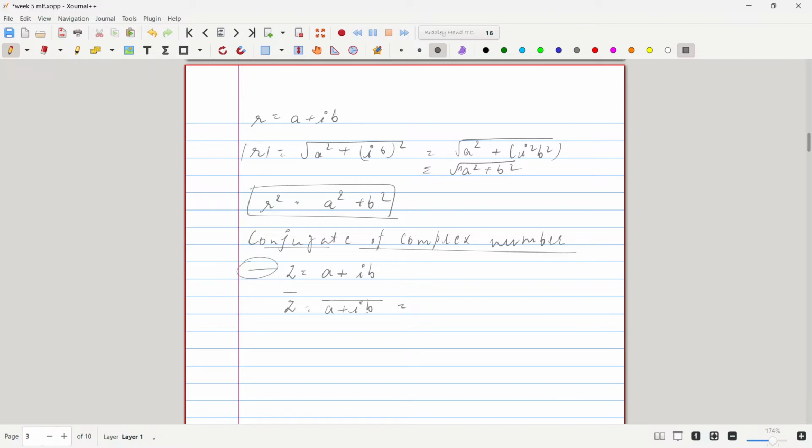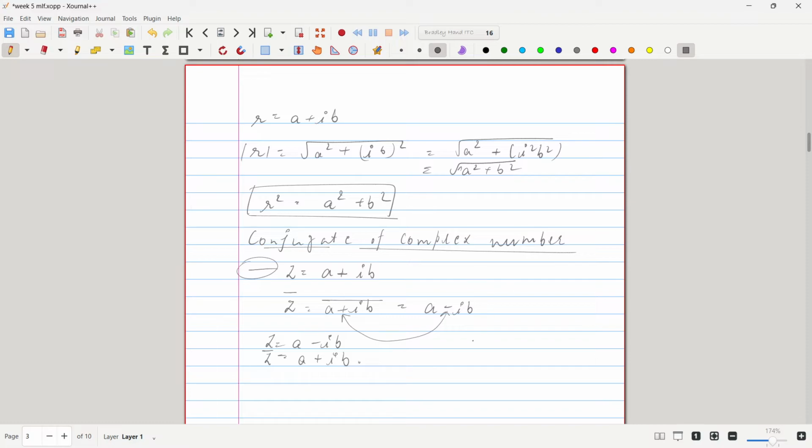Suppose we are having a plus iota b. After taking the conjugate of the complex number, this will come as a minus iota b. Here I have changed the sign of iota. Suppose you are having a complex number a minus iota b, then z bar will be a plus iota b. When taking the conjugate, you have to do only one thing, that is change the sign of iota, and you will get your required answer.